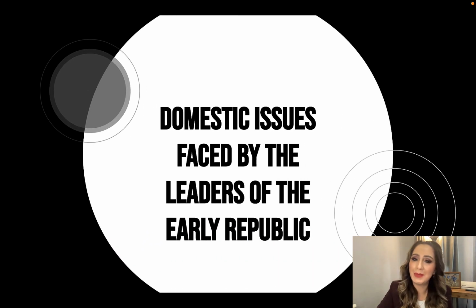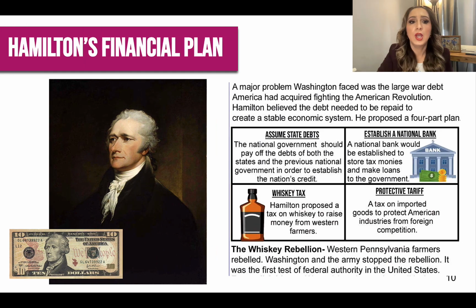What are some of the domestic issues that Washington faced as president? Now, the word domestic means in the United States. The first issue he had was the large debt that America had acquired from fighting the American Revolution. Again, remember, war is expensive and it increases our national debt. So as Washington comes in, the very first problem he's faced with is we owe money to all these foreign countries and we're not making enough money in our country.